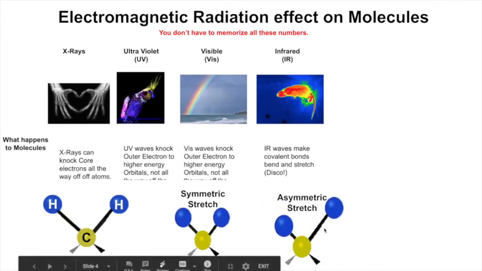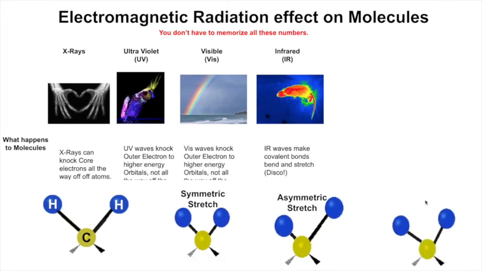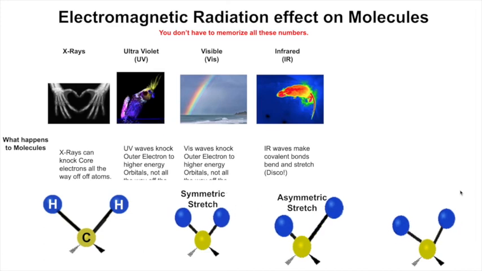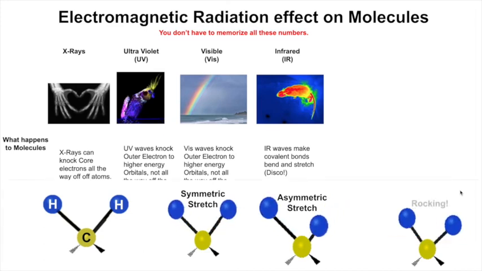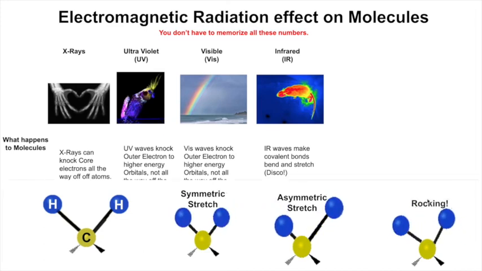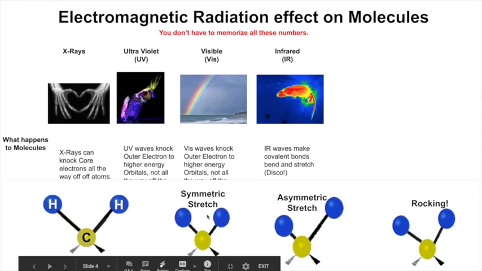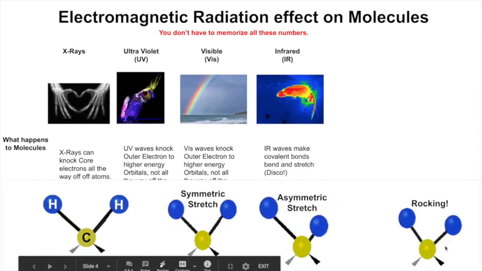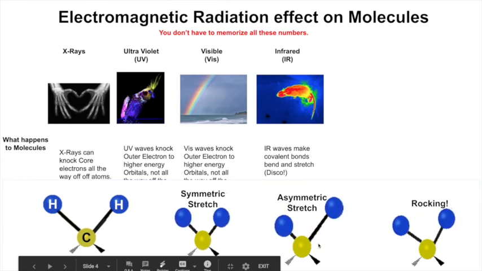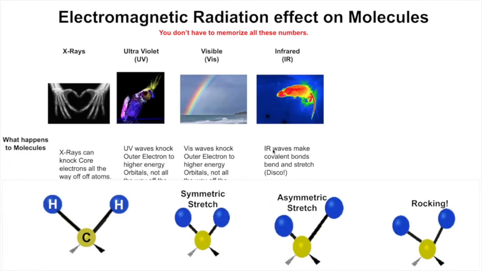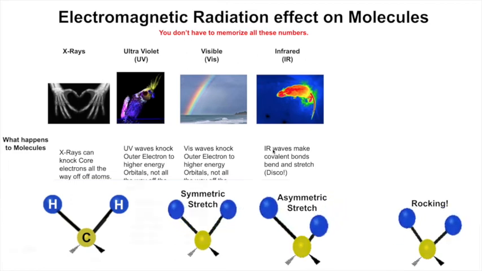See how they're dancing. And besides disco, we have rocking too. This one's called rocking, when they're not so much stretching. It's more of a bend than a stretch of the bonds. And that one's rocking. So different energies of infrared light will cause this stretch, a different energy will cause this, a different energy will cause that. And if you can tell which energies of infrared light are being absorbed by a molecule, it tells you about the structure.